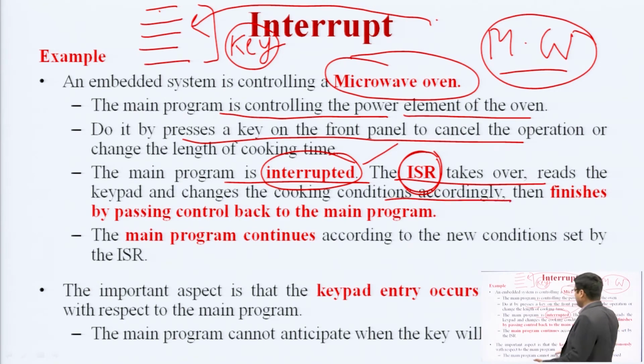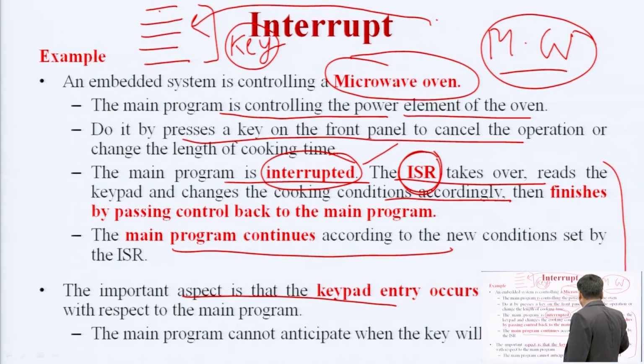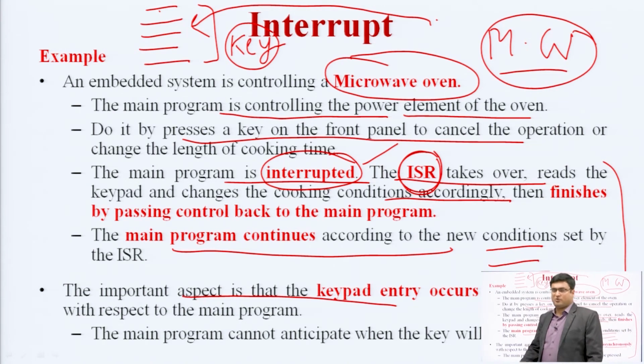So through interrupts we can change the cooking conditions to increase the time of the supply of the heat, and we can control our main panel through this. The important aspect is that whatever key we are entering, the keypad we are using, it works asynchronously with respect to the main program.